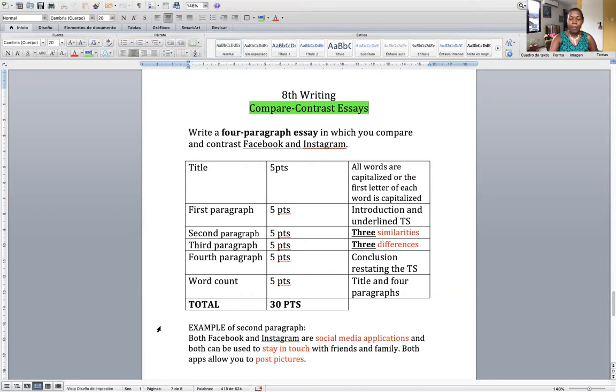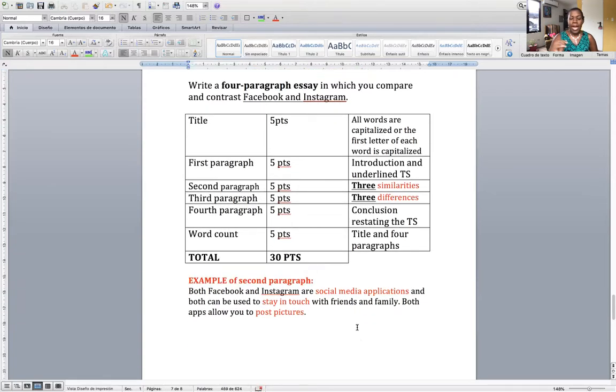Here's an example of what the second paragraph should look like. This is just an example. Now I have written in red the 3 similarities, okay? The second paragraph is a paragraph with 3 similarities. Don't do that, it's just so you can see that I'm including 3 similarities. Remember that we're asking for paragraphs, so don't put number 1, number 2, no.